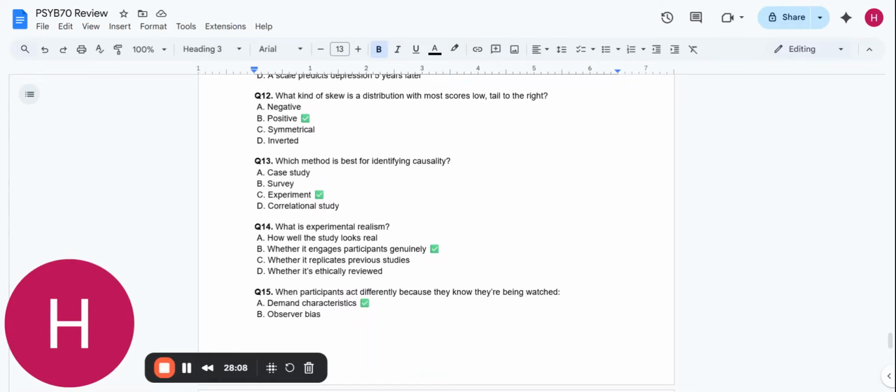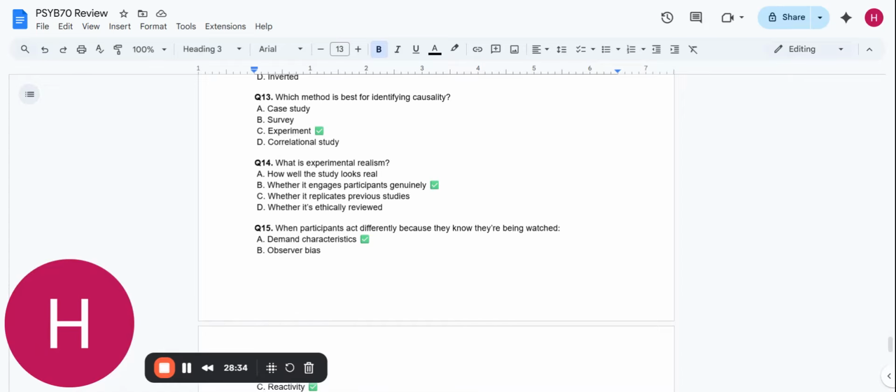Question number 12. What kind of skew is a distribution with most scores low, tail to the right? So that's positive skew, which means the tail is to the right side. Option A, negative, the tail is going to be on the left. Symmetrical, we don't have any skew. It's not skewed to any side. And then inverted, it's really not a real term in statistics. It's just like a trap choice.